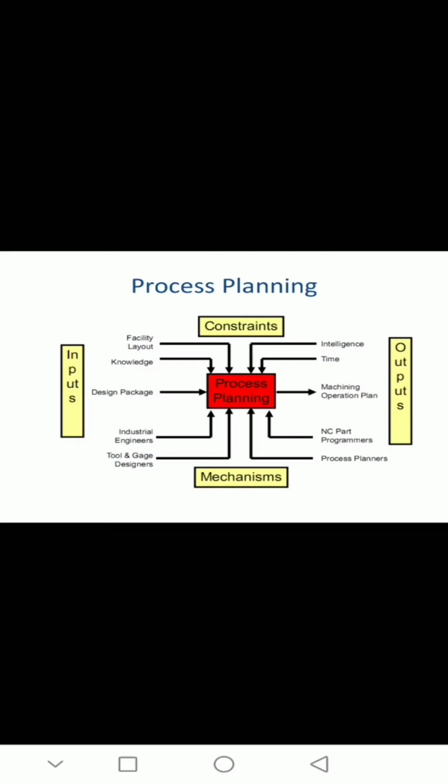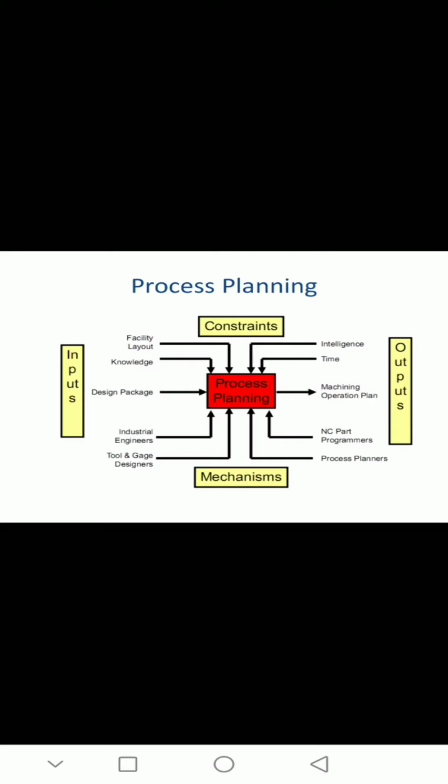Process planning has an input, that is the 2D drawing, which will be input to this process planning, and the corresponding output, the route sheet, will be obtained. For this process plan, we have some mechanisms and some constraints.